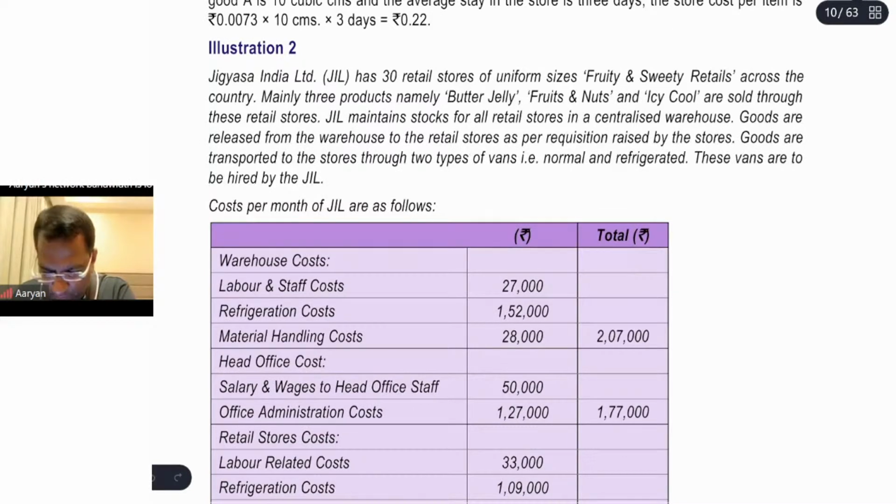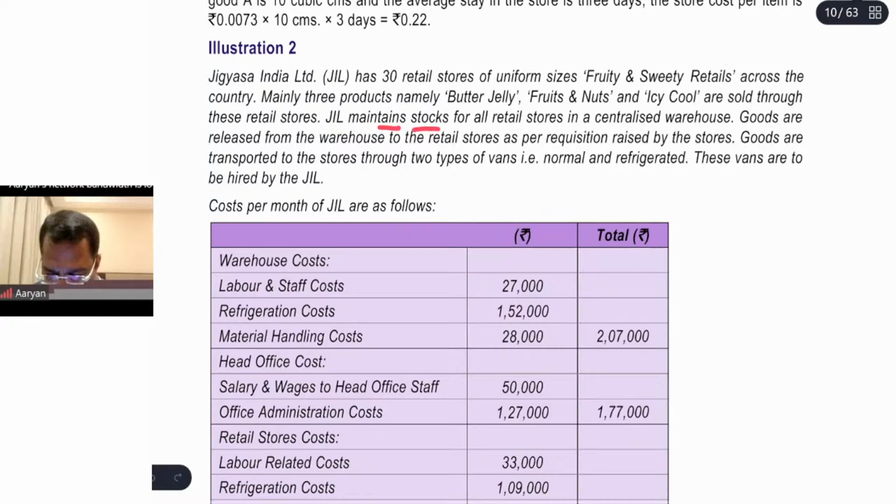Jigyasa India Limited has 30 retail stores of uniform size. So the name of the retail chain is Jigyasa India Limited. They are having 30 retail stores under the brand name Fruity and Sweetie Retails across the country. Mainly 3 products: butter jelly, fruit and nut, and icy cool are sold through these retail stores. To make the question simple, beta, they are giving you just the 3 products. But definitely, in a retail chain, there are thousands of products they deal with on a daily basis. But since this is a question, they are giving just 3 products. So butter jelly, fruit and nut, and icy cool.